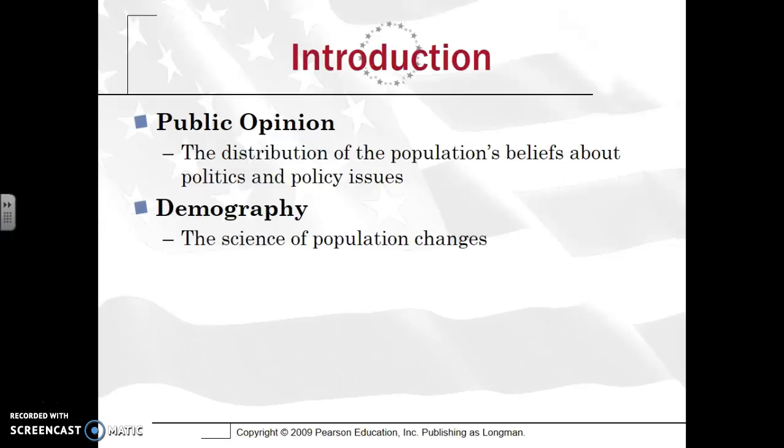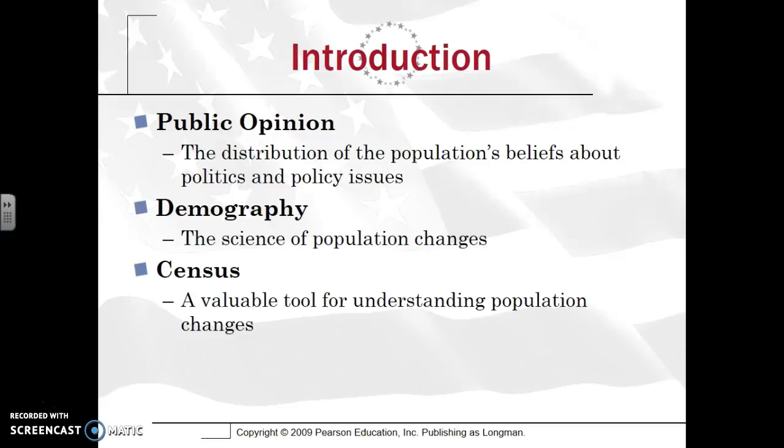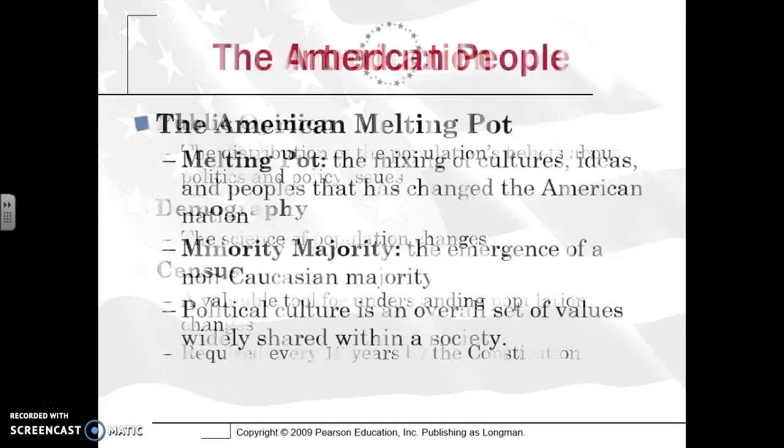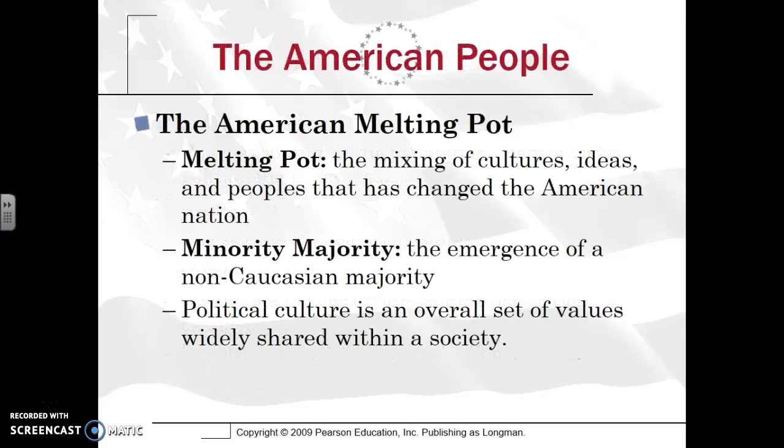Also, in terms of polling, demography is important because population, especially in the United States, is rapidly changing. And we look at demography through the census, which of course is conducted every 10 years as required by the U.S. Constitution. So again, just to lump this all in, some terms you might want to be familiar with when discussing the American people.